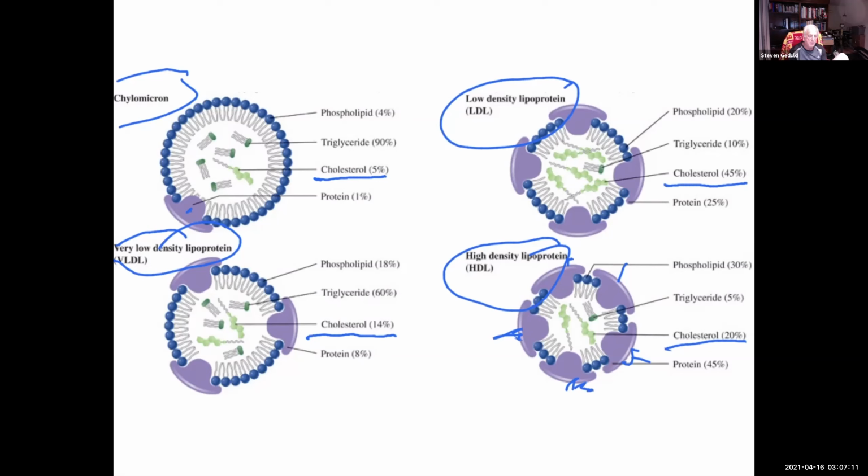But the big thing is the protein amount. If you look, proteins make up 1% in the chylomicrons in the cell membrane. Proteins make up 8% in the very low density lipoproteins. Proteins make up 25% in the low density lipoproteins. And in the high density lipoproteins, protein makes up 45% of that cell membrane. Much more protein for the good cholesterol than all the other ones.